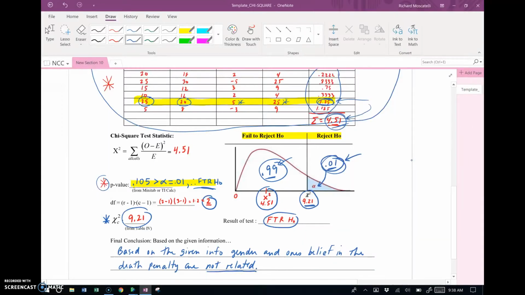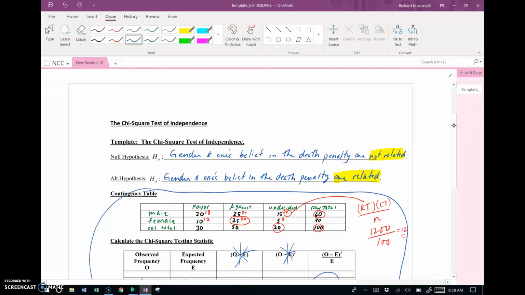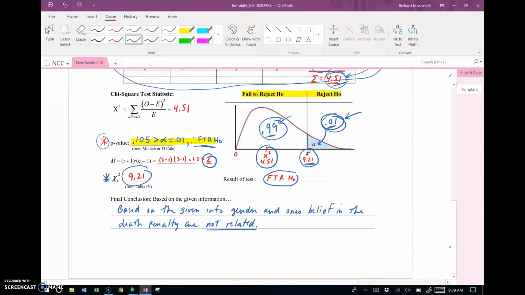All right, so at the end of the day, as you can see, this test failed to reject. And if you remember the hypotheses for the chi-square, the null hypothesis form is, whatever the two variables are, here it's gender and one's belief in the death penalty, the two variables are not related, or we would say independent. And the alternative is that they are related or dependent. So we are failing to reject the null. So it appears that gender and one's belief in the death penalty, in fact, are not related in a significant fashion.